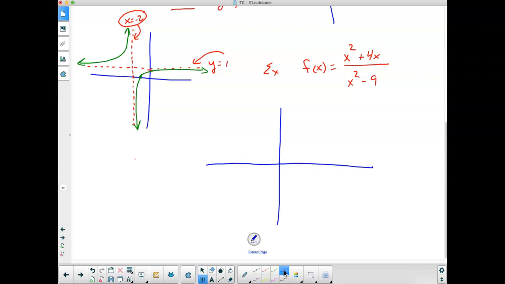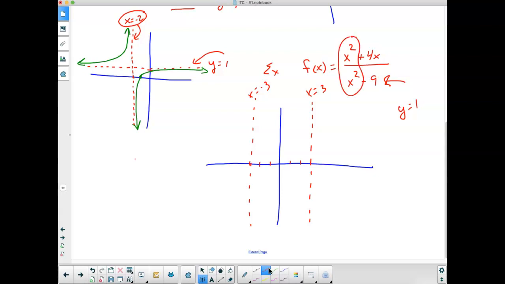But I can see that at x equals 3 I'm going to be undefined, and at x equals negative 3 I'm going to be undefined, because there are 2 zeros in the denominator. I can also see y equals 1 is going to be a horizontal asymptote because I compare the powers of those two, and it's going to be 1 over 1. So I'm going to make my horizontal asymptote here, y equals 1.